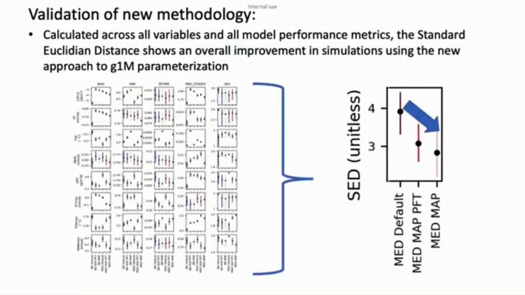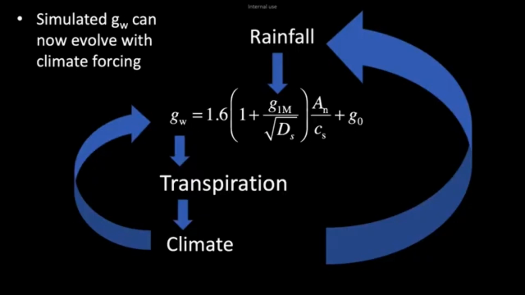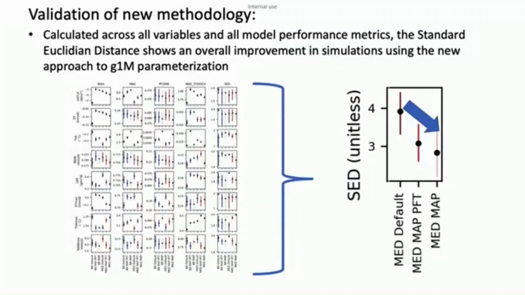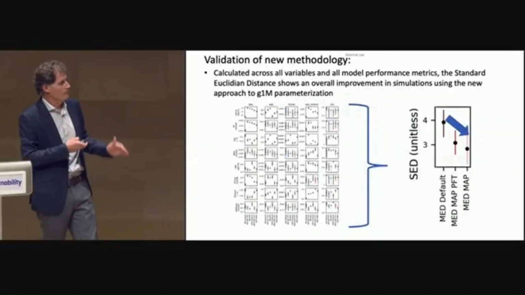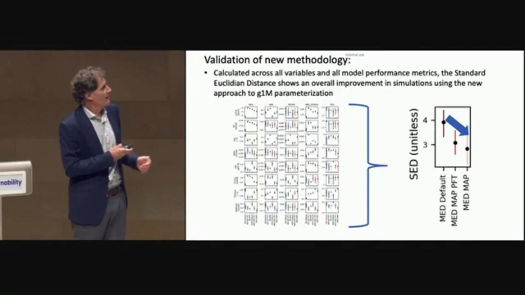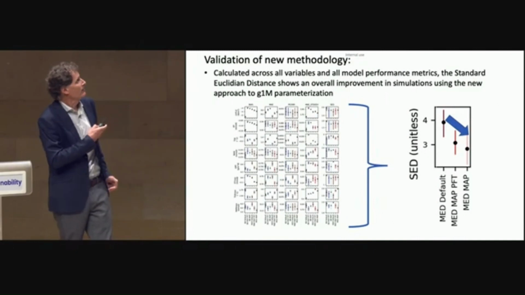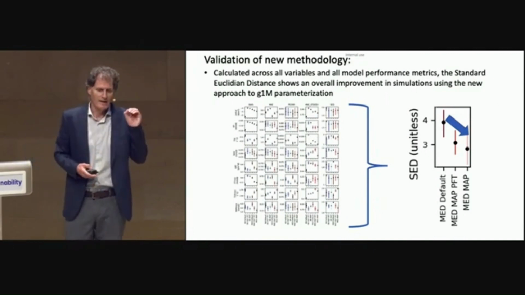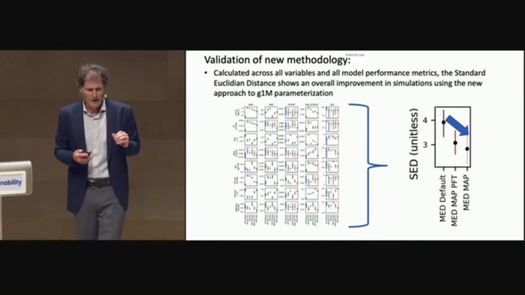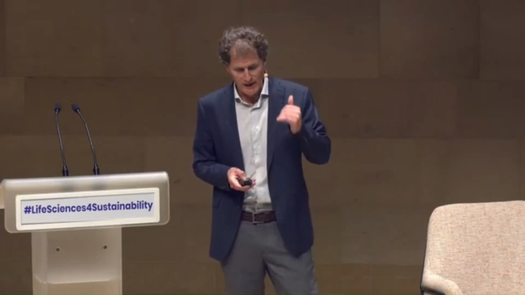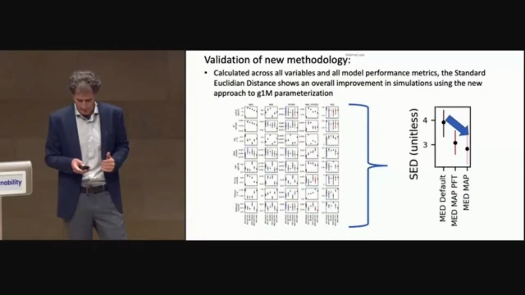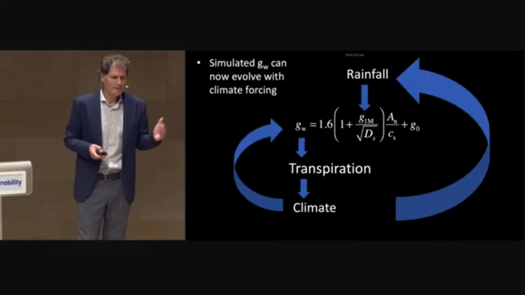So the example on the far right, so the left-hand example, try to go back. The left-hand example there is the default, and then we've got two different versions of increasing complexity of applying this mean annual precipitation technique. And you can see by this overall, this standard Euclidean distance is a metric that you can use to basically give you an overview of all the uncertainty and error in the simulation models. And you can see that the lower that value, the better the simulation.